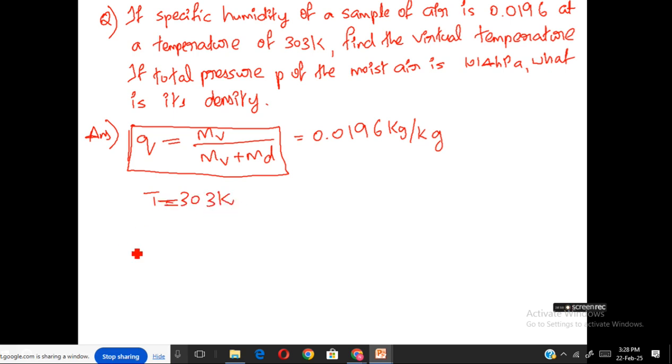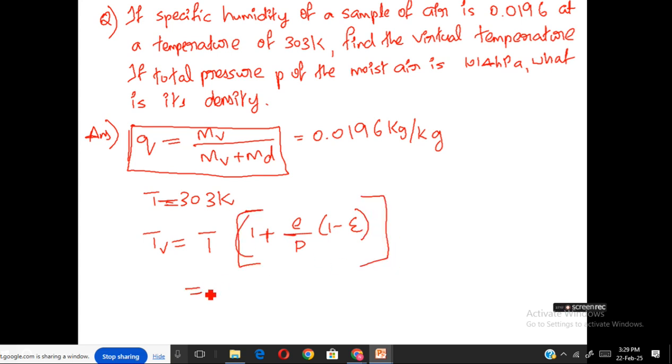So the first part is to find the virtual temperature TV. So TV is basically T into 1 plus E by P into 1 minus epsilon, right? We just derived the equation. So we know the value of P, which is 1014 hectopascal, and we know T also. T is 303 Kelvin. The only unknown quantity in the equation is E, which is the vapor pressure. We don't know the value of vapor pressure. So first we have to find the value of vapor pressure and then we can find the virtual temperature.